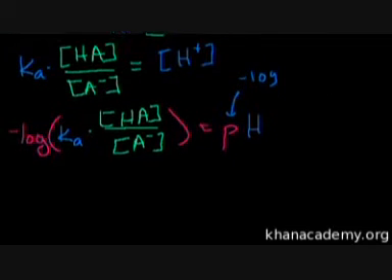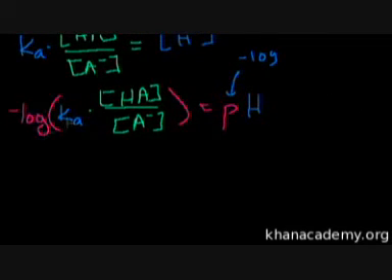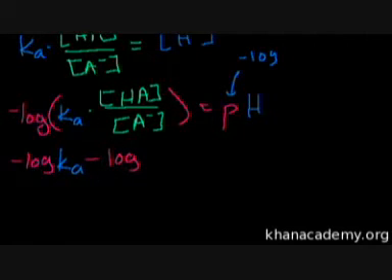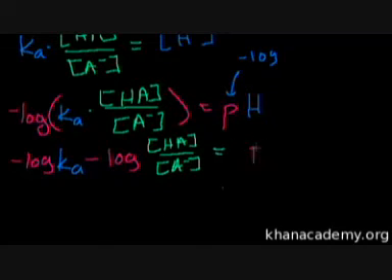Let's see if we can simplify this any more. So our logarithmic properties, we know that when you take the log of something and you multiply it, that's the same thing as taking the log of this plus the log of that. So this can be simplified to minus log of our Ka minus the log of our weak acid concentration divided by its conjugate base concentration is equal to the pH.